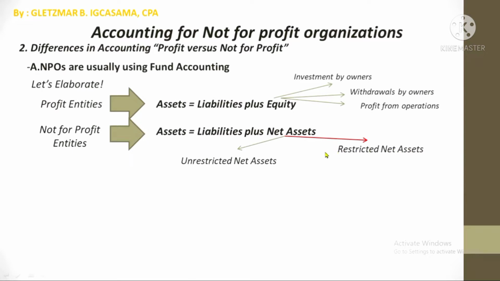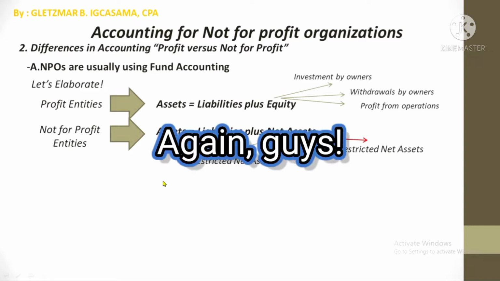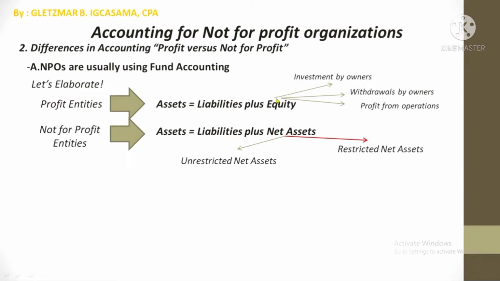So that's basically the main difference between the equity and net assets. Again, for profit entities, we use equity which can be affected by owner's investment, owner's withdrawals, and profit or loss from the business's own operations. And for NPOs, we have net assets instead of equity, which is composed of unrestricted net assets and the restricted net assets. Now, let's go deeper.